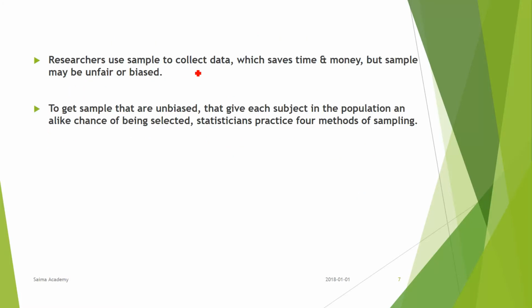Researchers use samples to collect data, which saves time. This is the important point, that researchers use a sample, and I already told you the difference between sample and population. Population is the whole group, each and everyone is included in the population, while a sample is a subset of the population. So researchers use a sample.